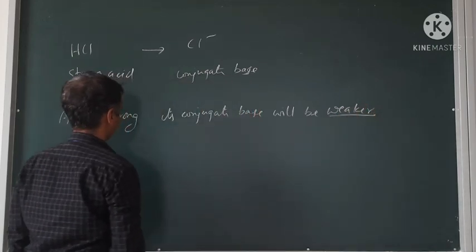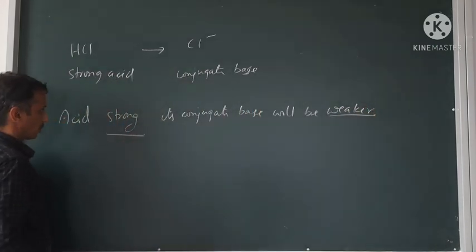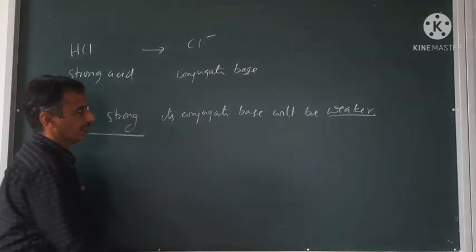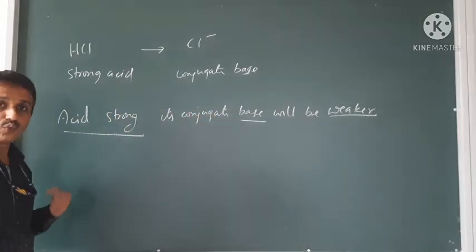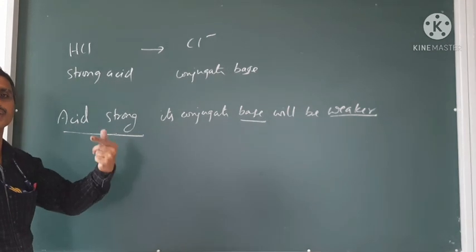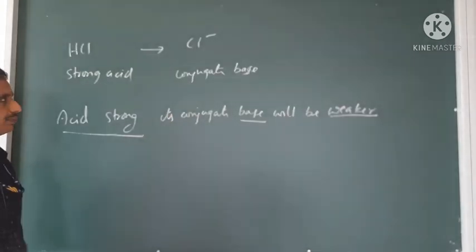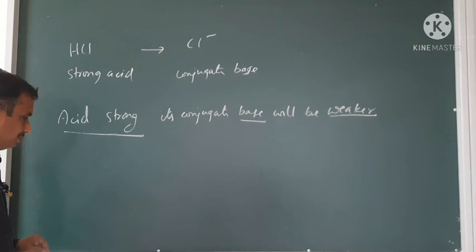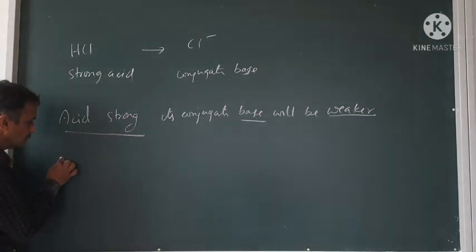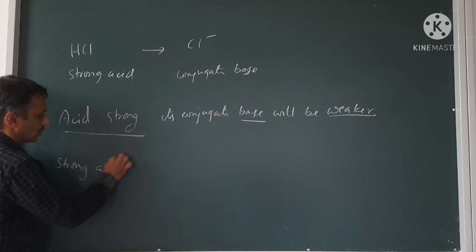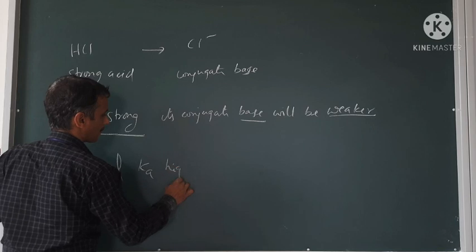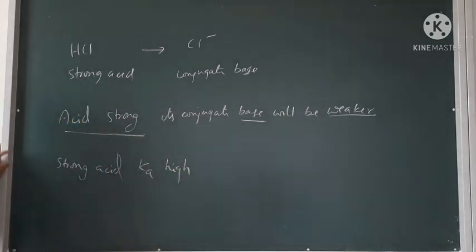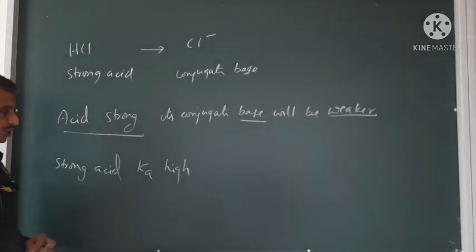Note this. Strong acid, then its conjugate base will be weaker. If a weak acid is there, its conjugate base will be stronger. And remember, for the strong acid, the dissociation constant Ka will be high.